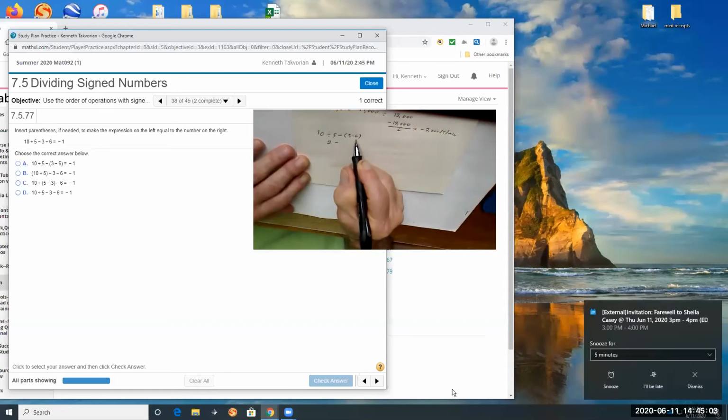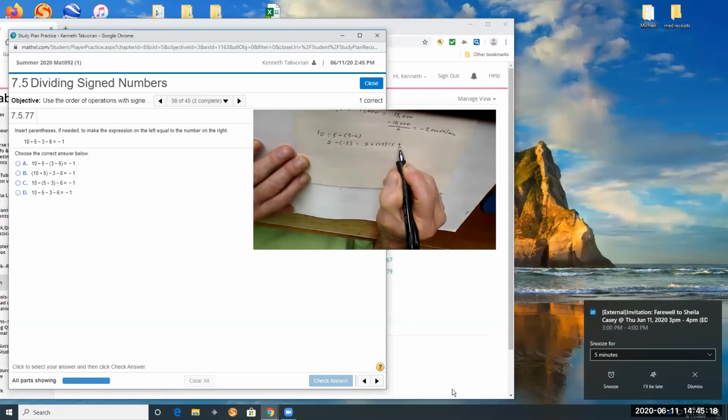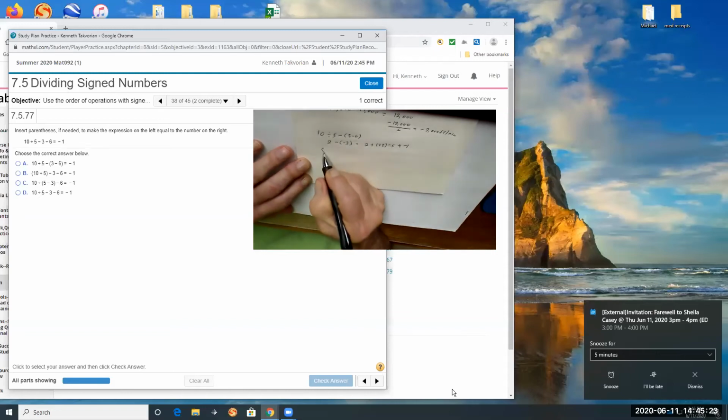We can do the subtraction within the parentheses. That'll be -3. And now we want to rewrite the subtraction, so that's going to be 2 add a +3, which is 5. That is not equal to -1. Let's try option B. Parentheses 10 divided by 5 minus 3 minus 6.